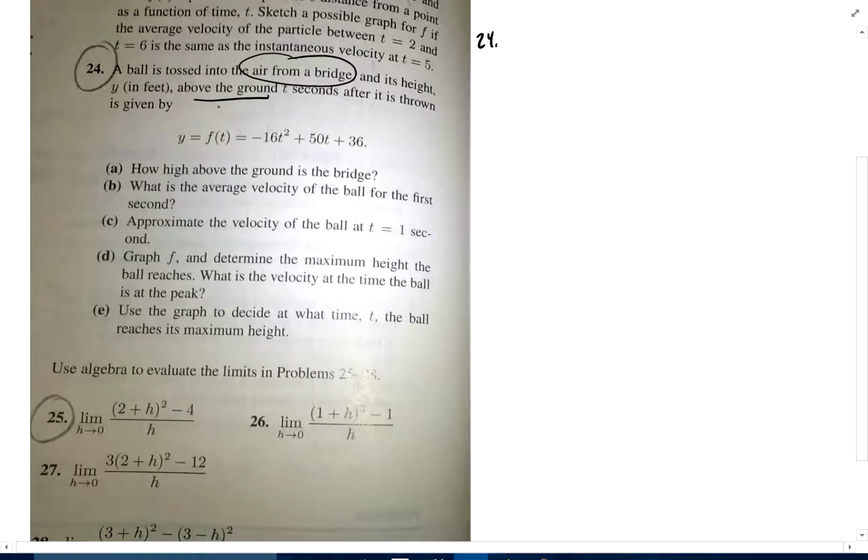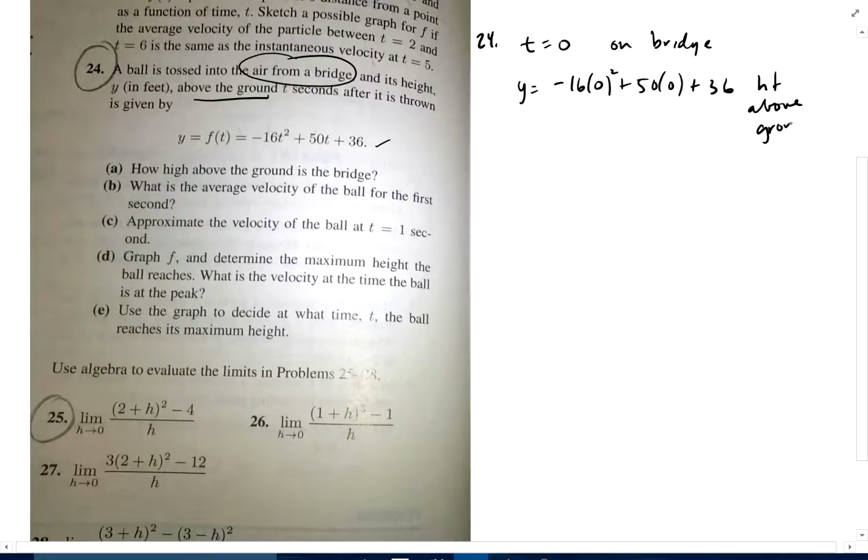The height, y feet above the ground, t seconds after it's thrown, is given by that formula. How high above the ground is the bridge? Well, at t equals 0, he's standing on the bridge. So y would be negative 16 times 0 squared plus 50 times 0 plus 36. This is the height above the ground at t equals 0. So y would be 36 feet.